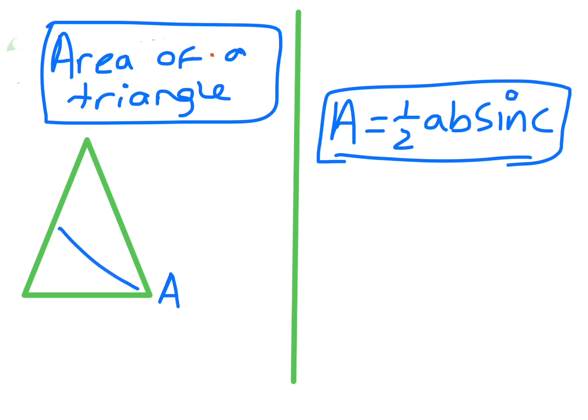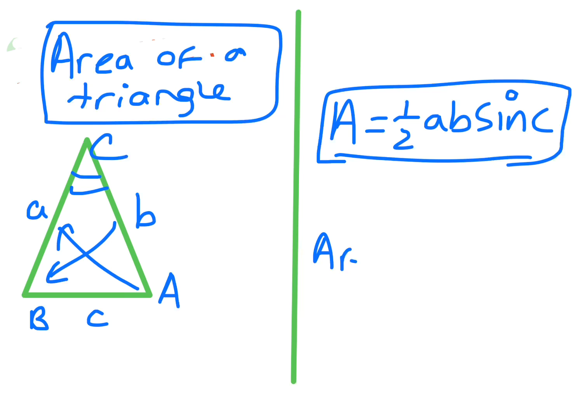Now if we call this big A, opposite will be little a, and this is little b, and opposite here would be big B. So that would mean that this one here would be C. So if I want the area of this triangle, then the area is equal to half ab sine C. I probably should have labelled it a little differently here, but we're going to deal with it.